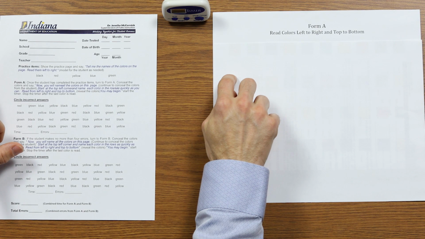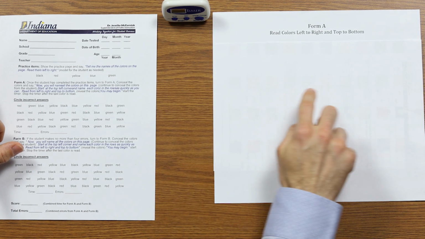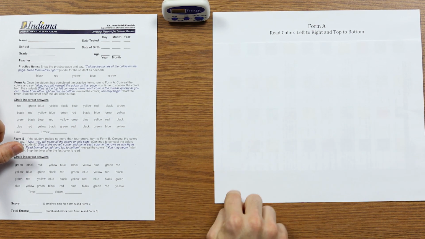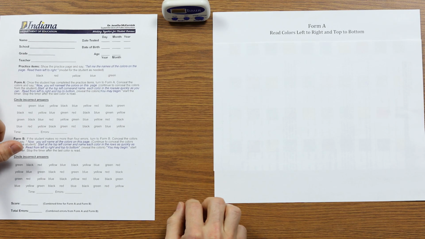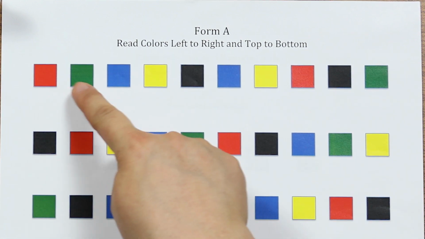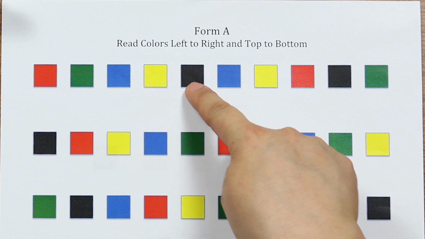Place Form A in front of the student. Do not show the student the color portion of the form. Use an extra sheet of paper to cover the colors. Now you will read the colors on this form. You will read left to right, top to bottom. Please read the colors as quickly as you can. You may begin. Red, green, blue, yellow, black, blue, yellow, red, black.